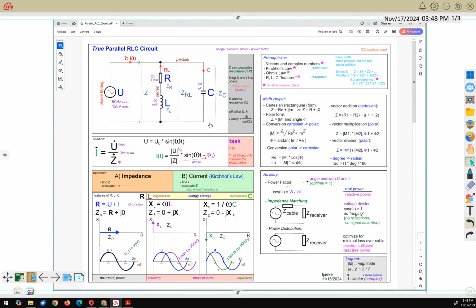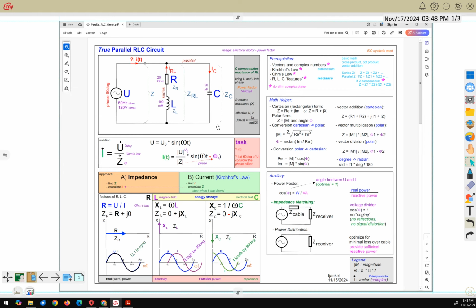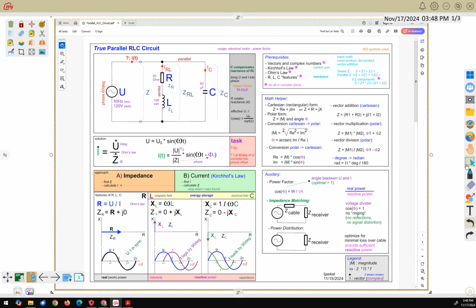Here we have the current, the circuit. The real circuit we have to calculate with all the parameters, the questions in red. I gave you already the currents with opposite directions. Why? Because the inductivity and the capacitance are opposite to each other.